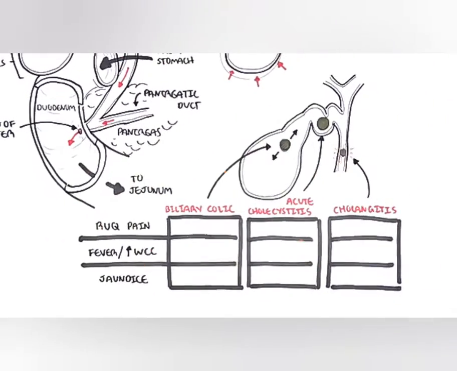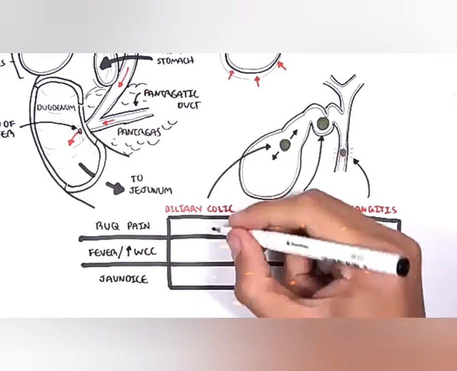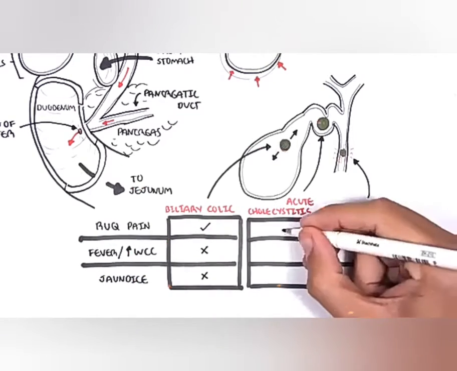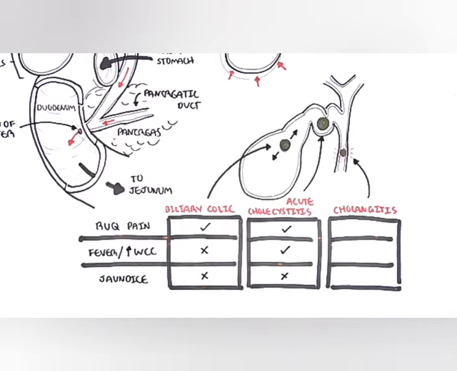So going back to the small table we made, the differences in the three conditions, biliary colic, acute cholecystitis, and cholangitis, is that biliary colic only presents with right upper quadrant pain typically. Acute cholecystitis, right upper quadrant pain with fever and raised white cell count. And finally, cholangitis presents with right upper quadrant pain, fever, increased white cell count, and jaundice, yellowing of the skin. These three findings make up what's called Charcot's triad.